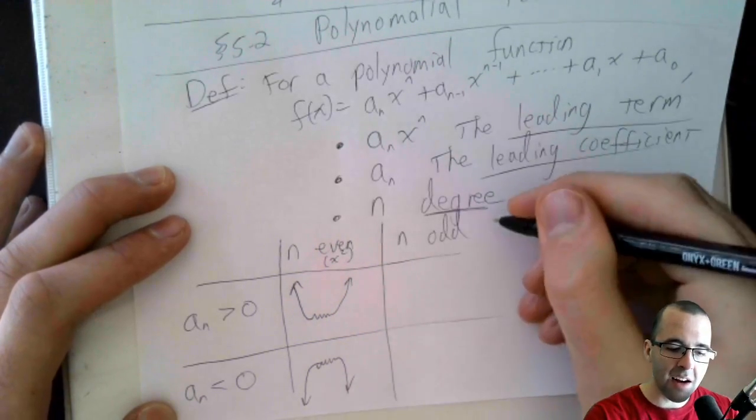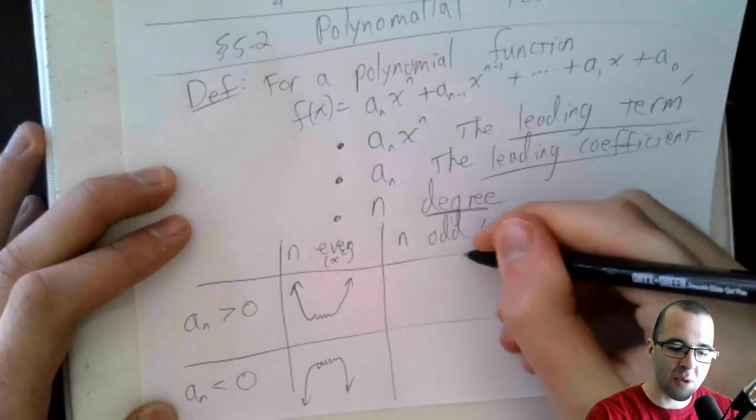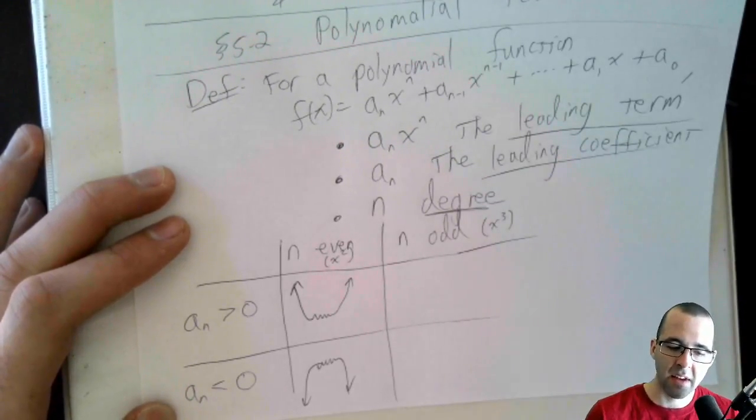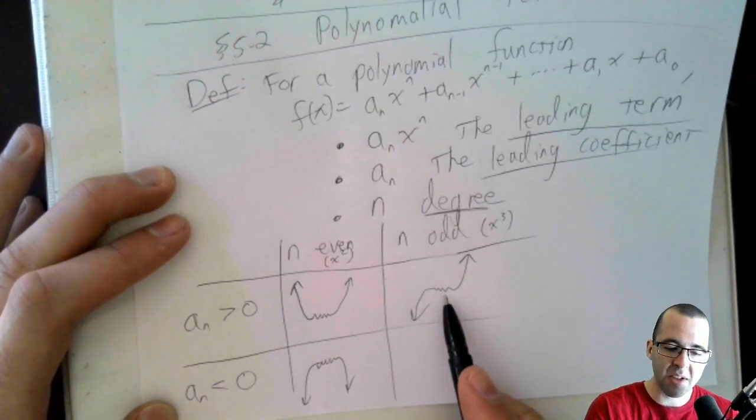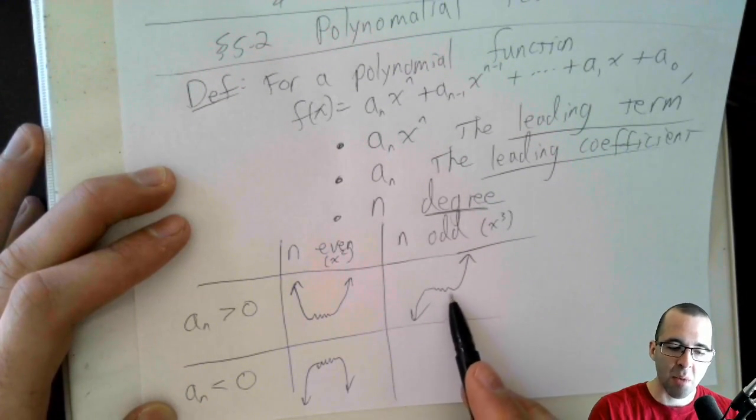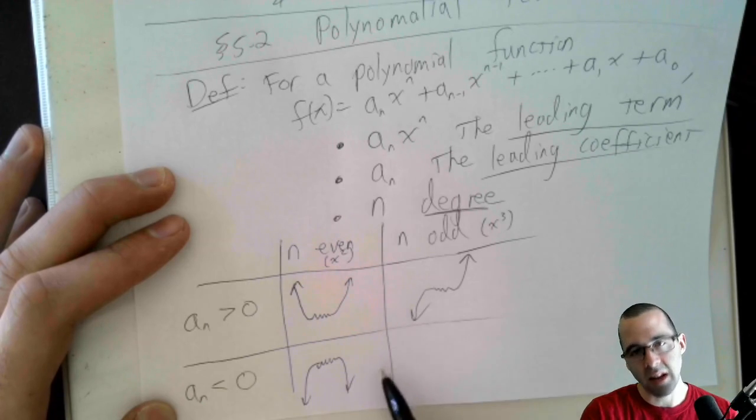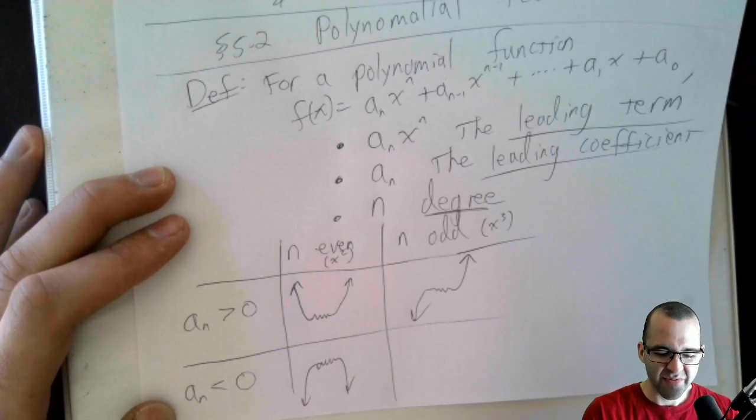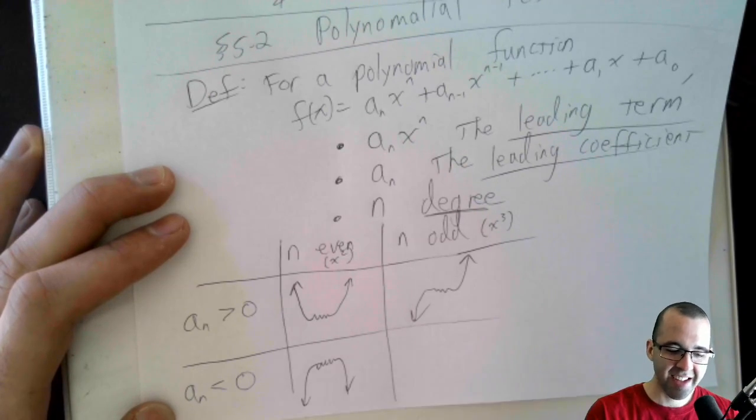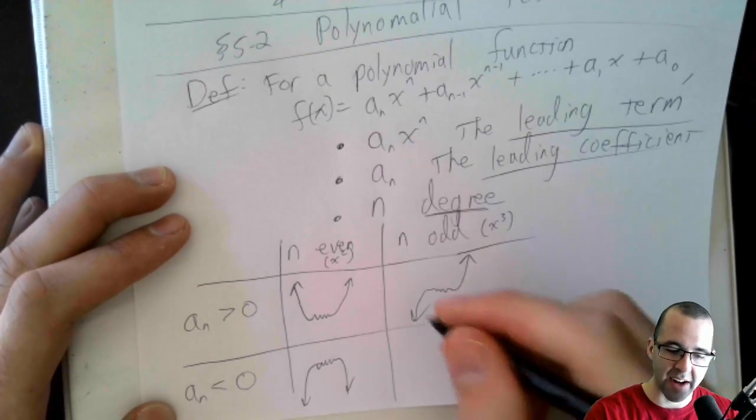If it's odd, it kind of behaves like a cubic function. That was one of our toolkit functions. Remember odd, our toolkit function kind of looked like this. We don't know what happens in the middle. But to the right, it gets big. To the left, it goes down. And again, if it's negative, it just switches directions.